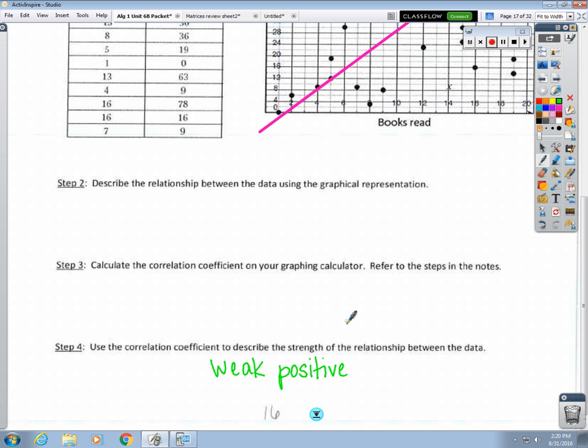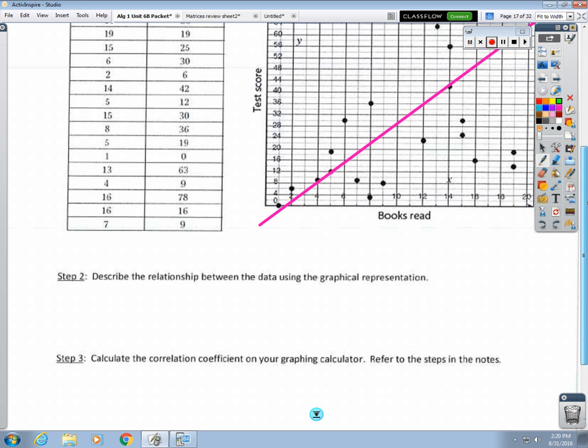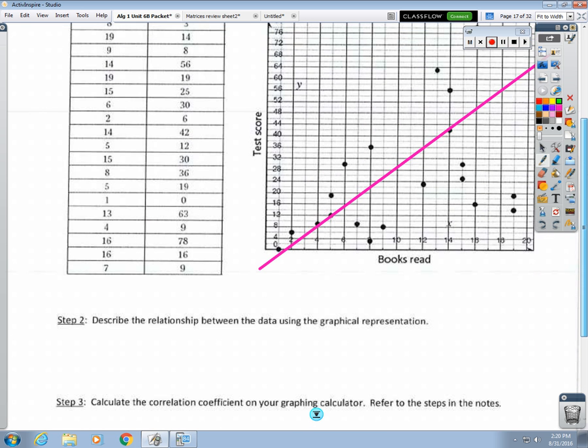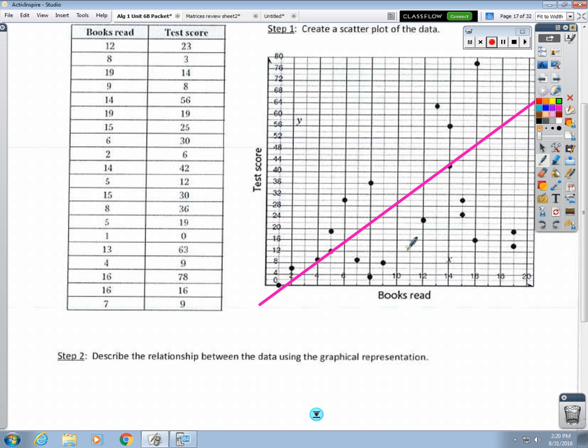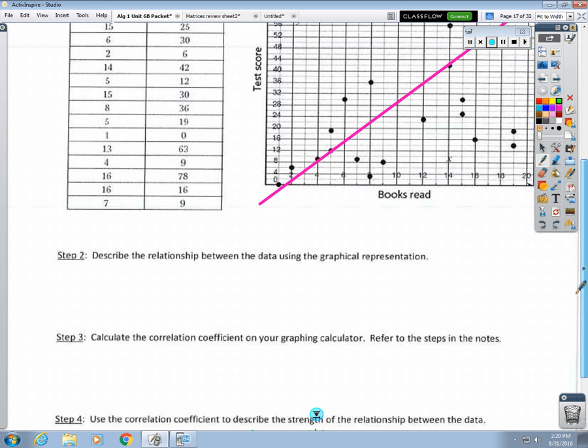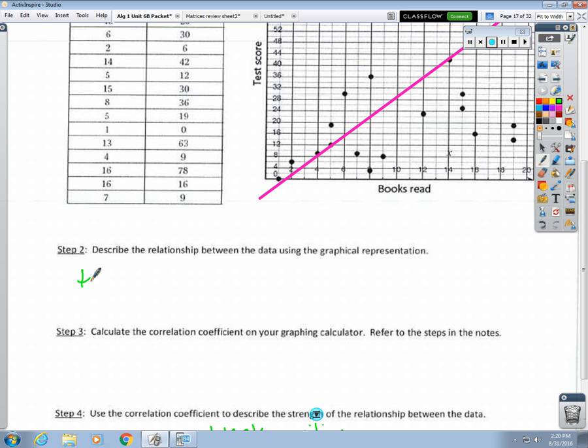Pay attention. Okay, step 2, they're wanting you to describe the relationship between the data, like what's going on here, what's being compared. Okay, so aren't they asking like how number of books read affects test score? Yes, that's what they're looking at. They're looking at the number of books read and how it affects the test score. So how the number of books read affects test score.